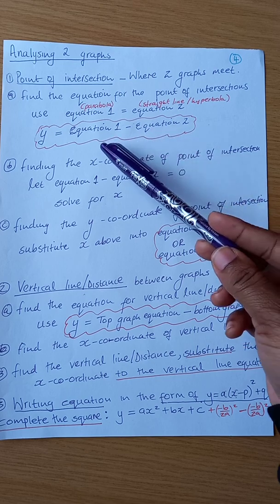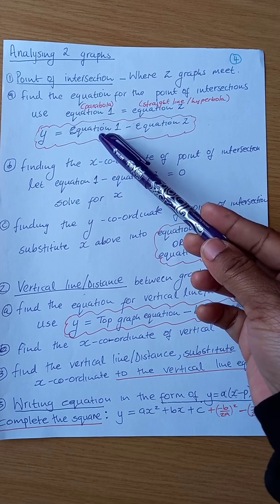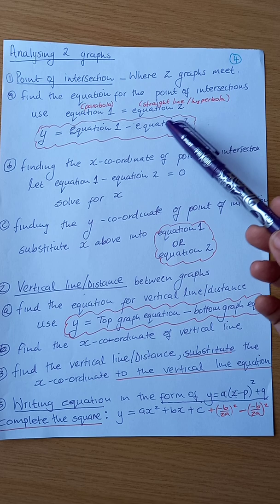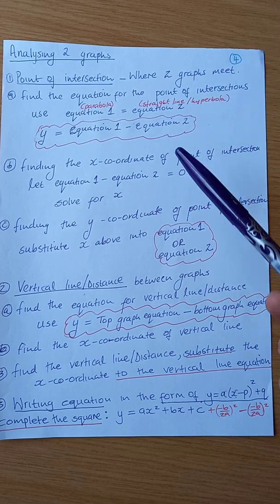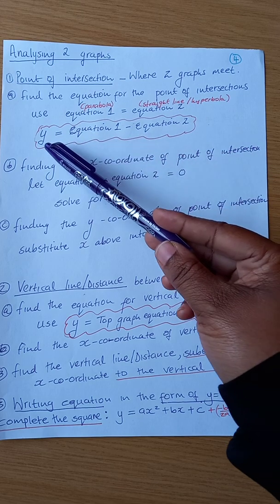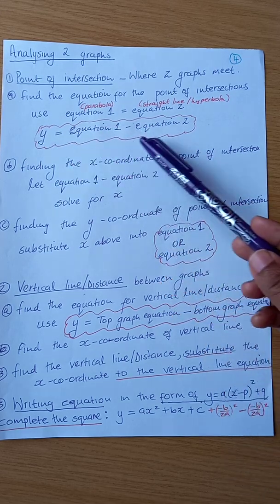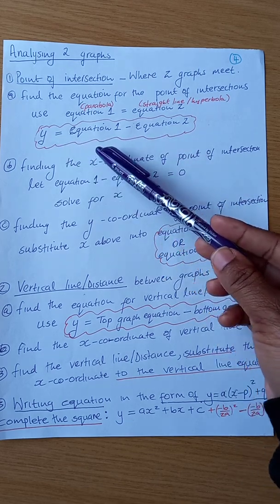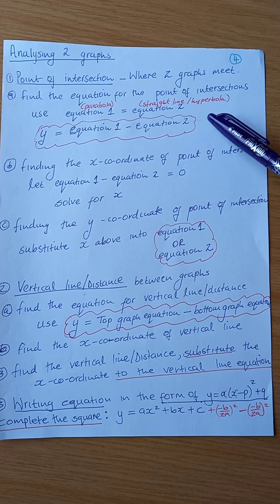Tip here: if you have a parabola and the other graph, always try to make the parabola your equation number 1. Then the straight line or the hyperbola becomes your equation 2. It just makes working out easier. So you say equation 1 minus equation 2, you simplify, and your equation will be in the form y equals ax squared plus bx plus c. That's point number 1. You find the equation of the point of intersection.